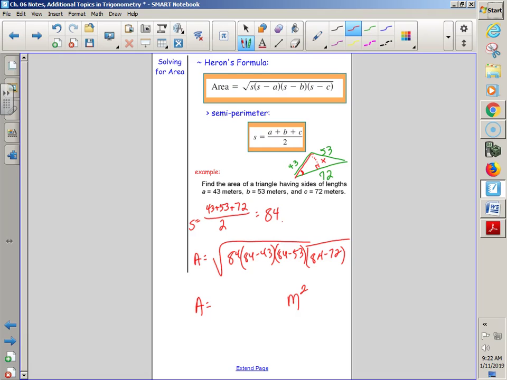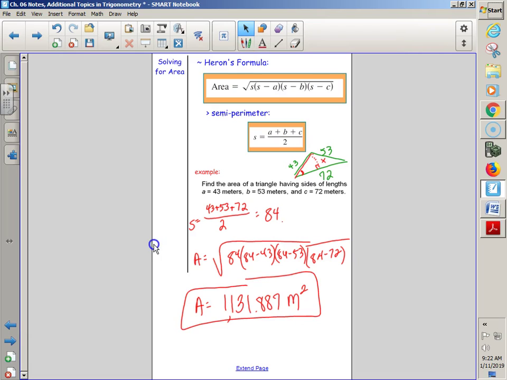What do you guys got for the area? 131.887. You guys agree with 131.887? So many head nods around the room. Go team. Is the formula nice? Yes, if you know it. If you don't know it, there is another way. Could draw a triangle. Could do law of cosines. Could do 1/2 base times height. But I like this better.